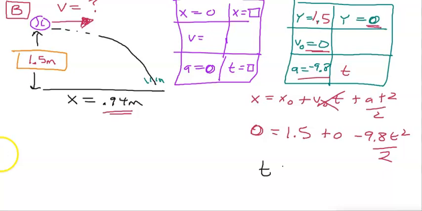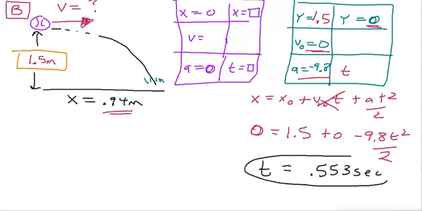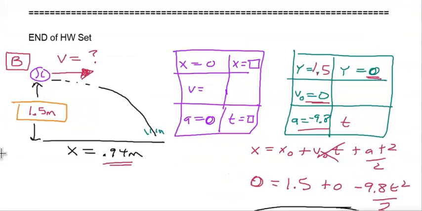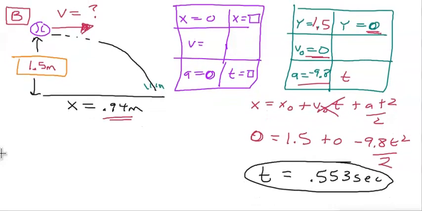Using the quadratic or algebra, you get a t of 0.553 seconds. So a little bit more time than the, I think it was 0.495. I'm getting my problems confused. Anyway, that's the time in the air. Okay, that's how much time this baseball is in the air, a little bit longer.